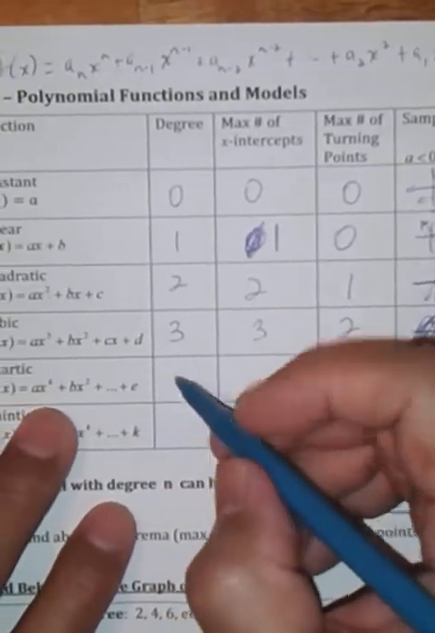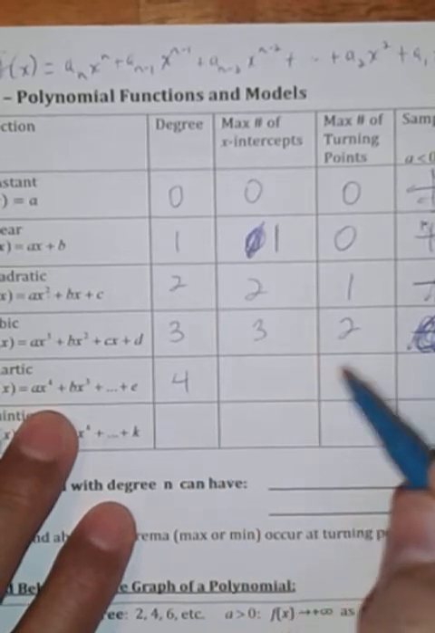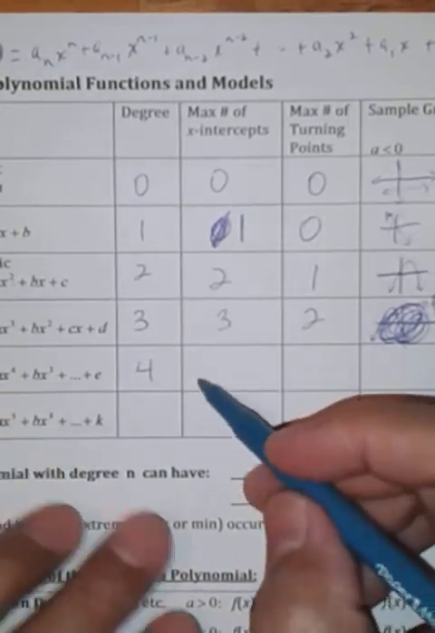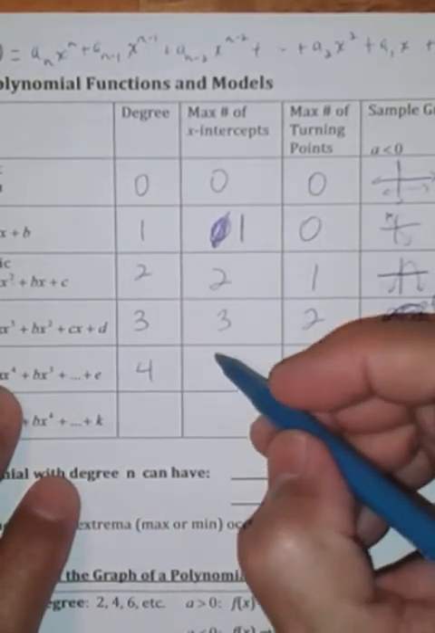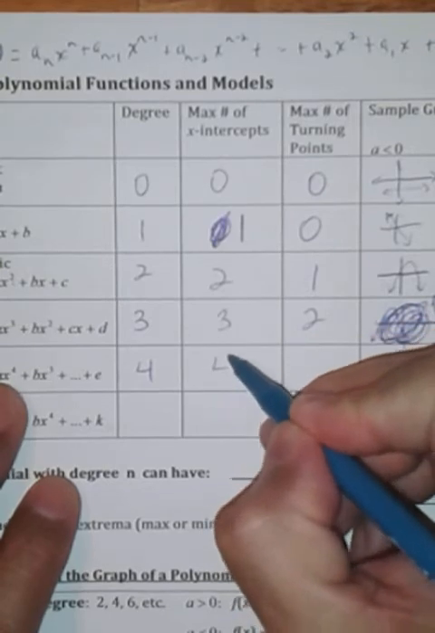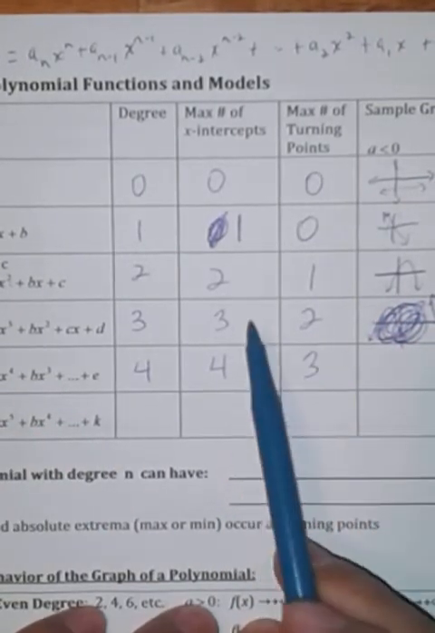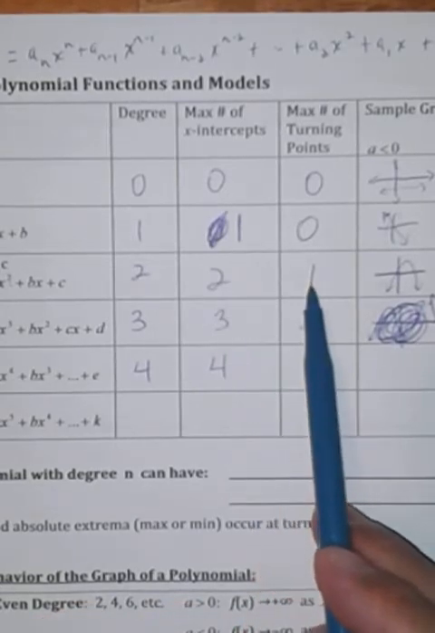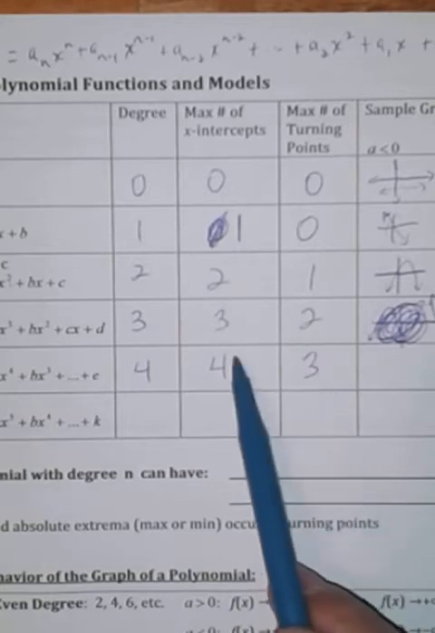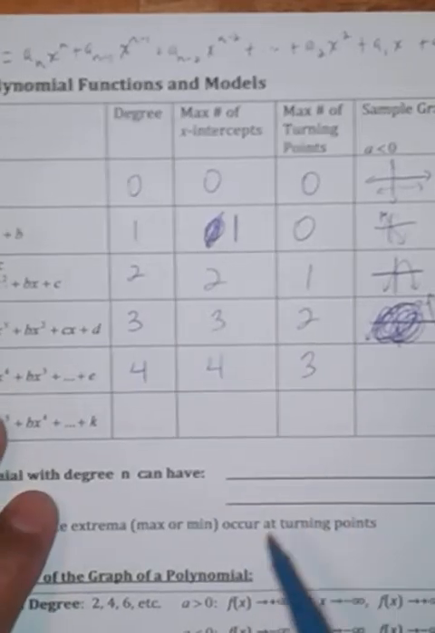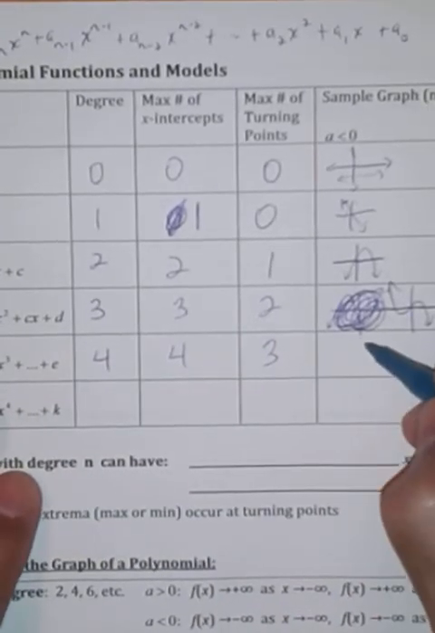And x to the fourth power. Well, the degree is 4, and for x-intercepts, if we think about factored form, we'd have to have 4 factors, so that would give us 4 x-intercepts. How many turning points? Well, look at the relationship between x-intercepts and turning points, right? Look at the relationship.